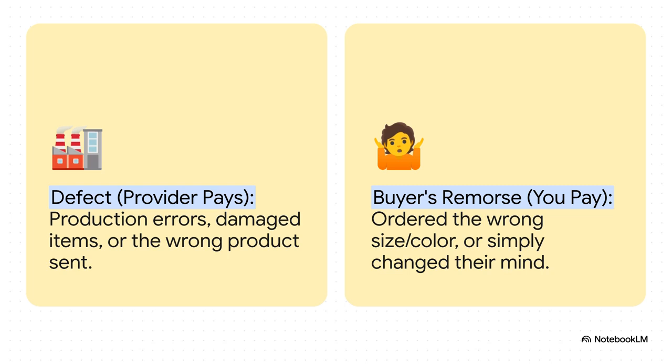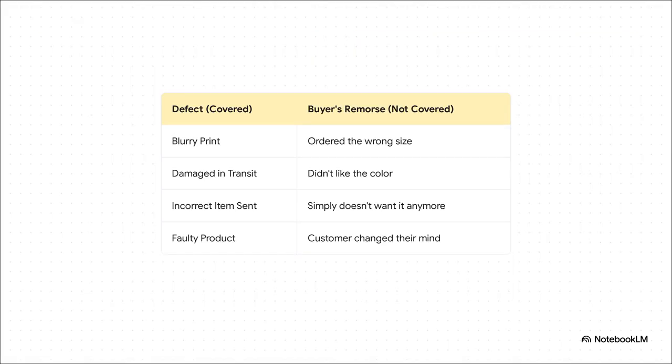But over on the right, you have buyer's remorse. This is anything that's on the customer. They ordered the wrong size, they decided they don't actually like the color in person, or they just plain changed their mind. In those cases, well, that responsibility falls on you, the store owner. Okay, let's make this even more real. This table lays it out perfectly. A blurry print? Covered. A shirt with a hole in it? Covered. The package got mangled in the mail, or they sent the wrong design entirely? All covered by the provider.